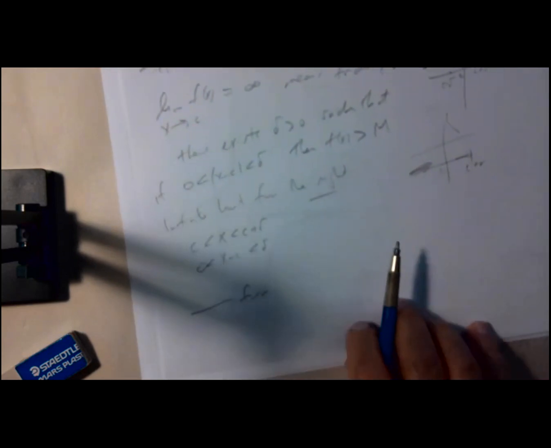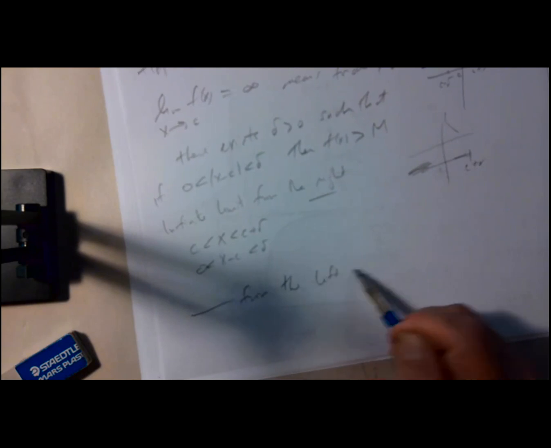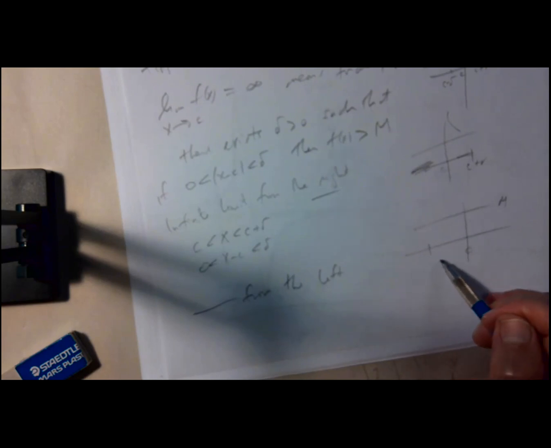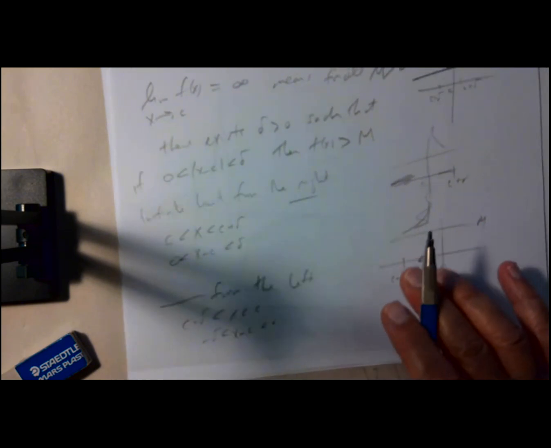That's from the right. And from the left, it would be exactly similar. Here's c, here's some big number m. There's some delta such that for any x between c minus delta and c, the graph of the function is bigger than m. So this is for x less than c and greater than c minus delta. Or in other words, x minus c is less than zero and greater than minus delta. In any case, when you look at the book, you'll see very good pictures, clearly written and so forth. That's all you need to know.